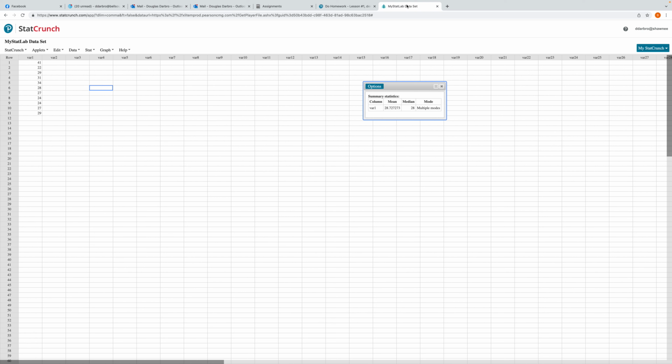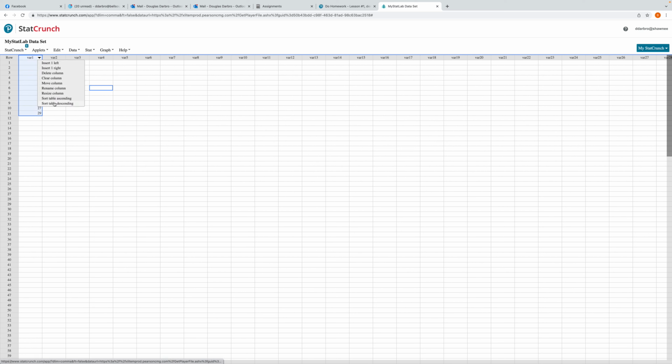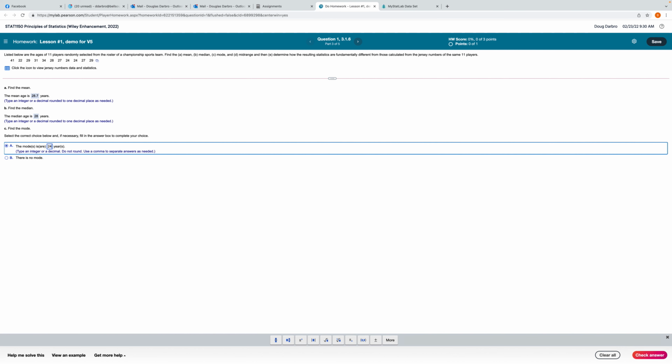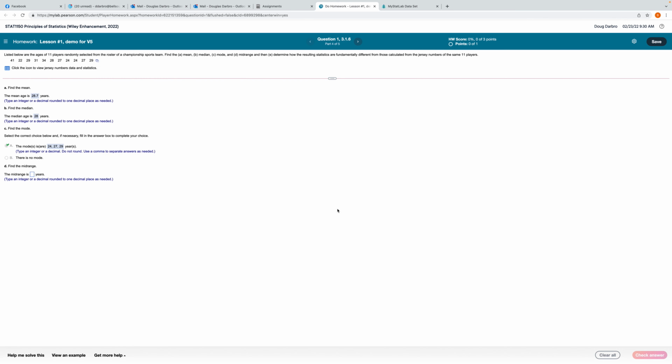Now, there's really no way to find the modes directly, but something you can do to help you identify the mode is to come right here to the drop-down menu and sort your table in descending order. We can see that there are multiple 24s, there are multiple 27s, and there are multiple 29s. So 24, 27, and 29, right? Let's report that, and unless there's a typo, that should work.